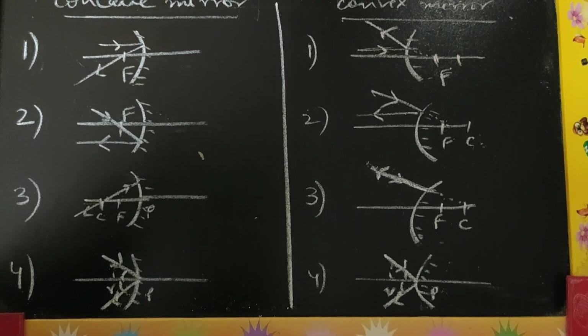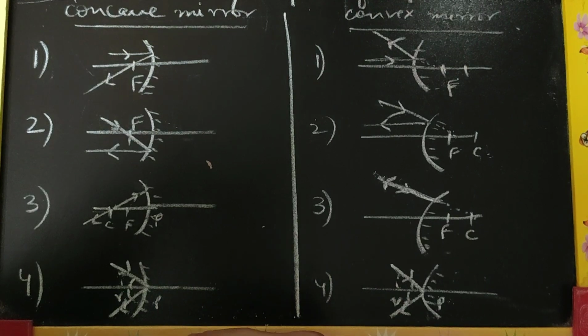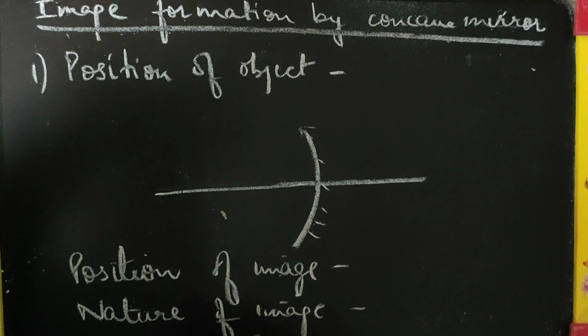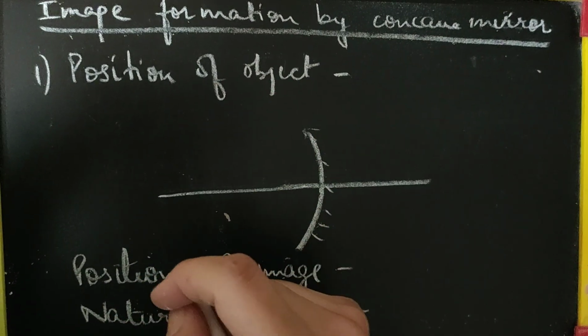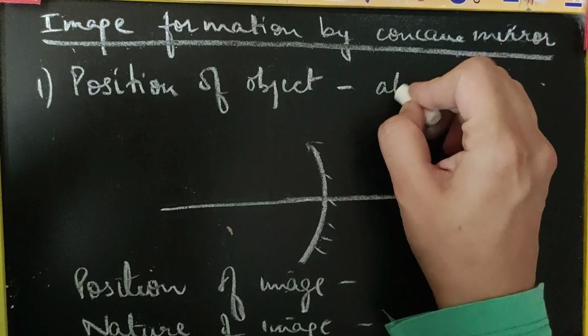So now we'll start drawing the ray diagrams for both these mirrors. First we'll start with the converging mirror, that is concave. So we are starting with the ray diagrams now. Image formation by concave mirror. The first position of the object that we are assuming is the object is at infinity.